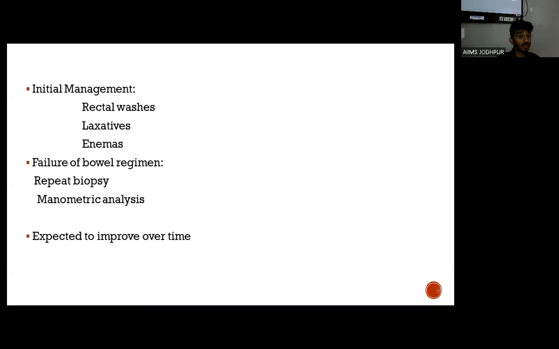Initial management for this is with rectal washes, laxatives, and enemas. If there is a failure of this bowel regimen, we have to do a repeat biopsy and manometric analysis. Even though, in general, constipation is said to improve with age and time after surgery, after a 5-year follow-up the issue of constipation is commonly found to be resolved in most of the patients.